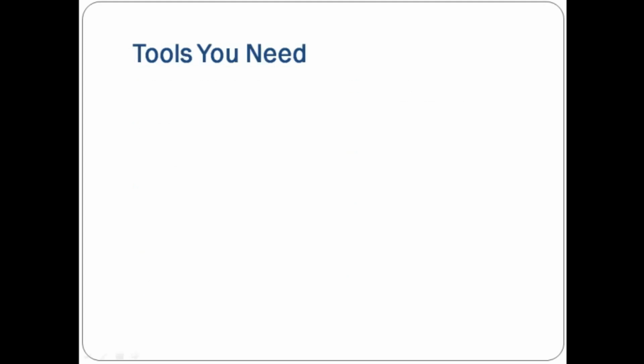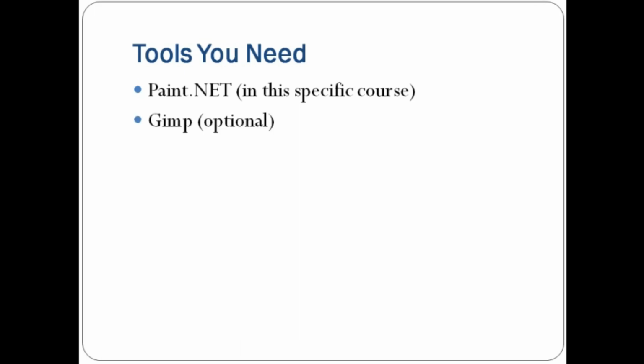With that said, let's talk about the tools that you're going to need. You're going to need paint.net in this course, of course. Keep in mind that the concepts I'm going to teach you can apply to just about any other tool, such as Adobe Photoshop or GIMP. If you want to use something like GIMP, it's not going to be the exact same layout, but it's going to be similar concepts. So you can use GIMP if you want to, but I personally use paint.net, and I'm going to use that for this course.